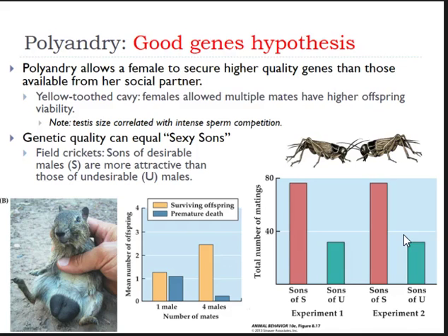So again, by having extra pair copulations, by being polyandrous, females may be able to secure those really high quality genes and put their offspring in a better situation. If their offspring are doing better, then the female's own reproductive success is also increasing. The female's genes will be passed on as well.